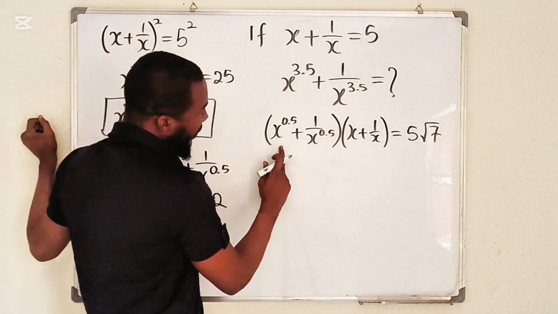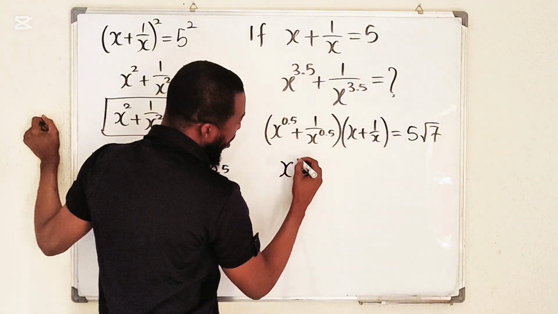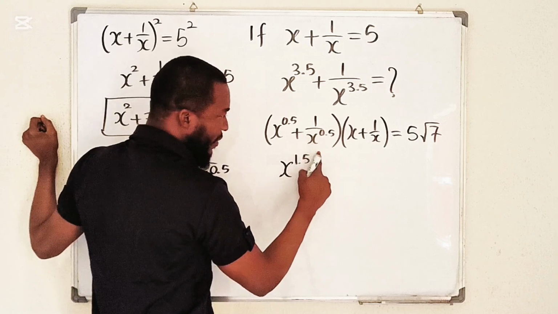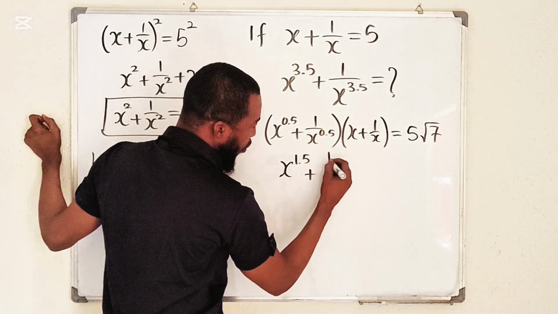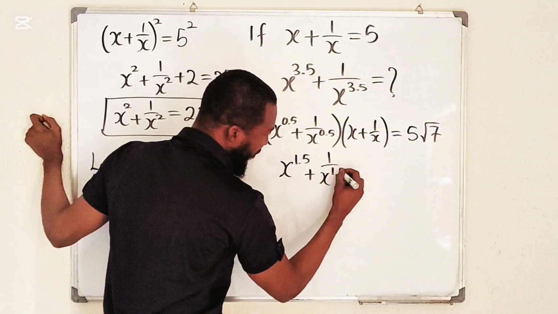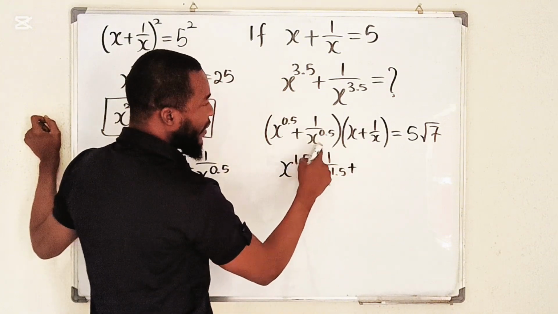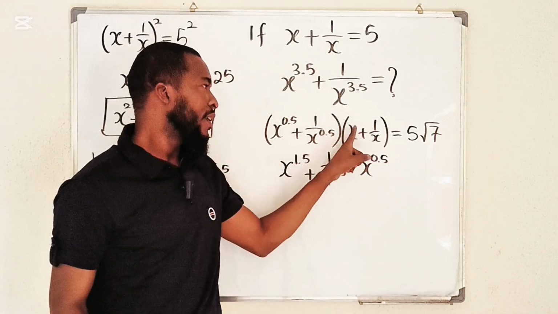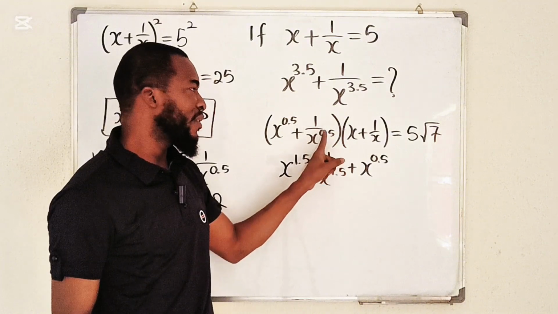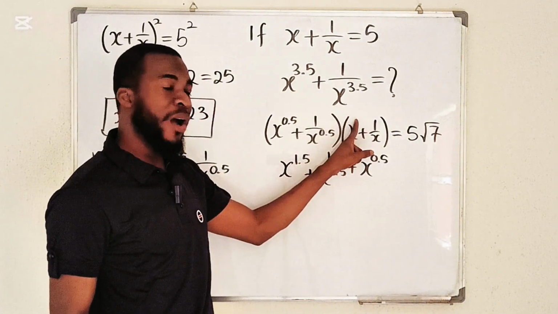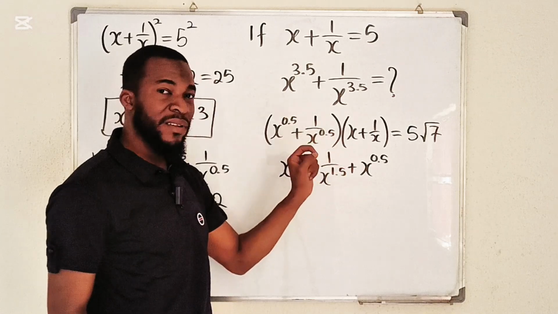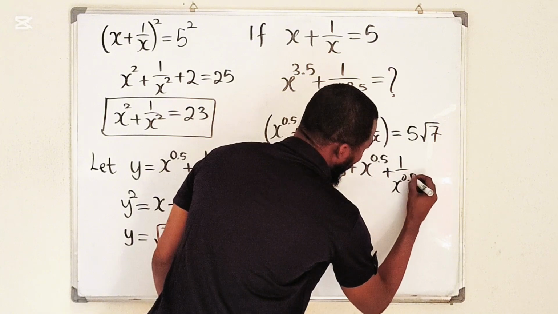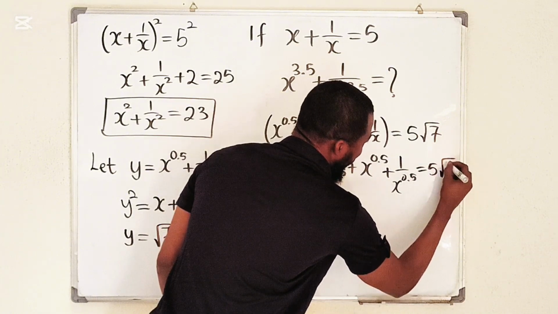So let us expand. This time this will give us x raised to the power of 1.5, right? Plus, I can take this and multiply by that. That is going to give us 1 divided by x raised to the power of 1.5 again. Then plus, this time this will give us x raised to the power of 0.5, because it will be x divided by x raised to the power of 0.5. Naturally this has a power of 1. 1 minus 0.5 is still 0.5. Then plus 1 divided by x raised to the power of 0.5 again. This is equal to 5 root 7.